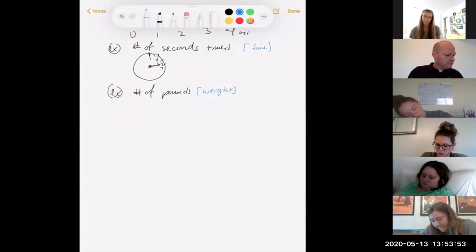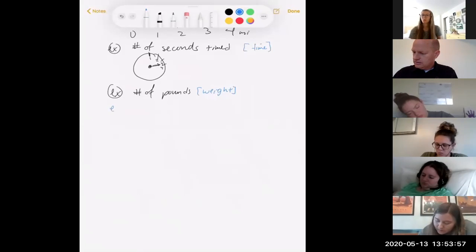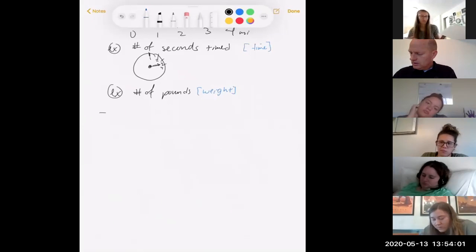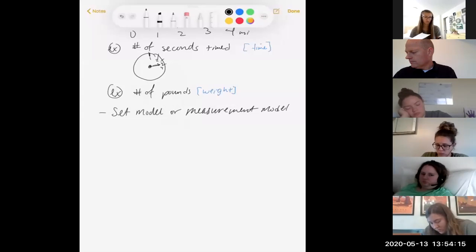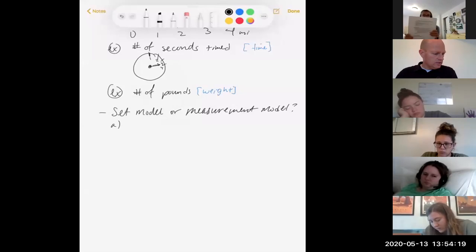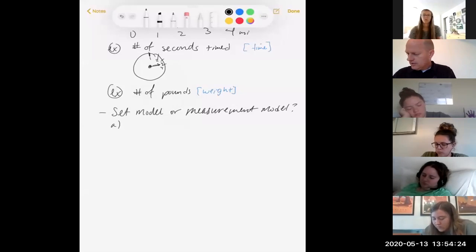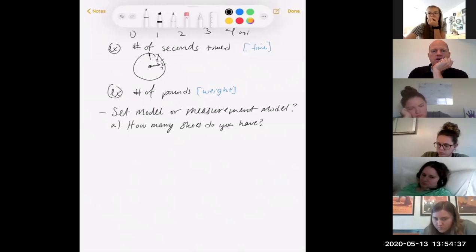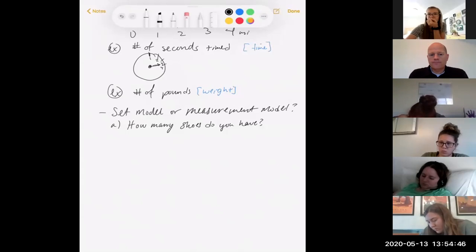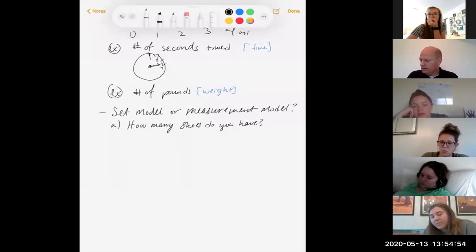What we're gonna do to solidify that is we're gonna have this exercise where we decide which of these examples is a set model or measurement model. So our first one is the answer to the question, how many shoes do you have? Does anybody know if the answer to that would be using a measurement model or a set model? How many shoes do you have? Set model or measurement model?